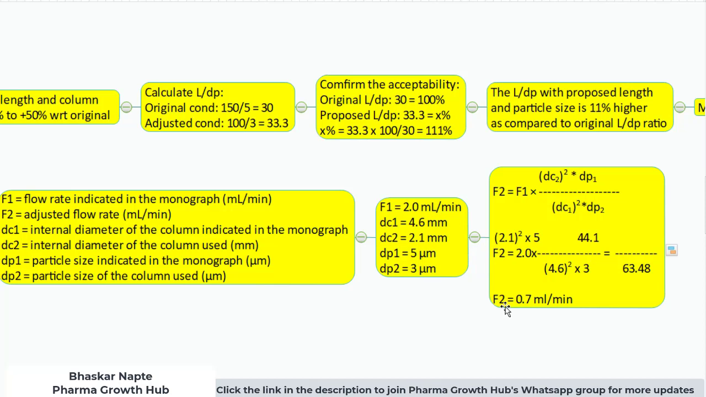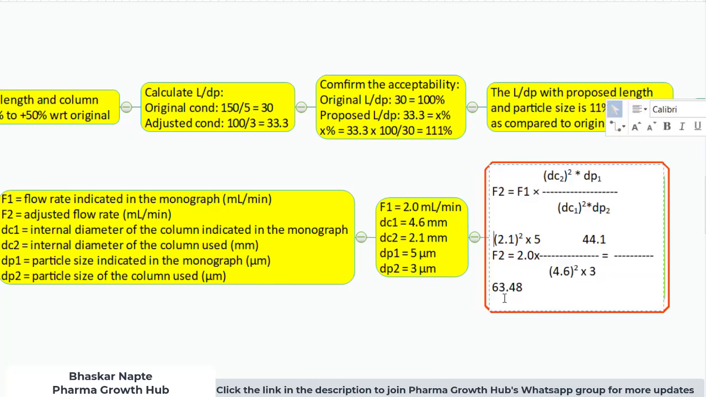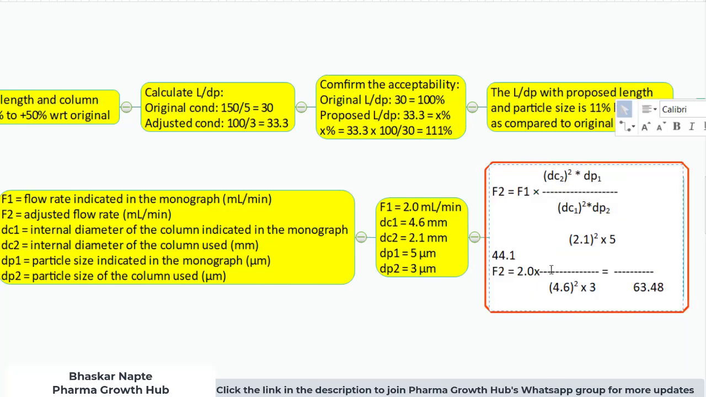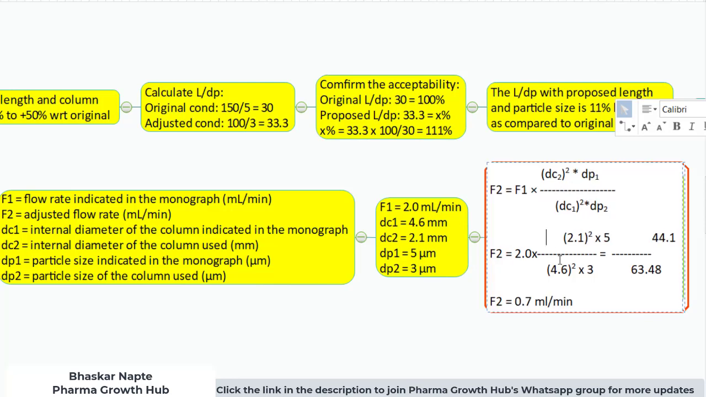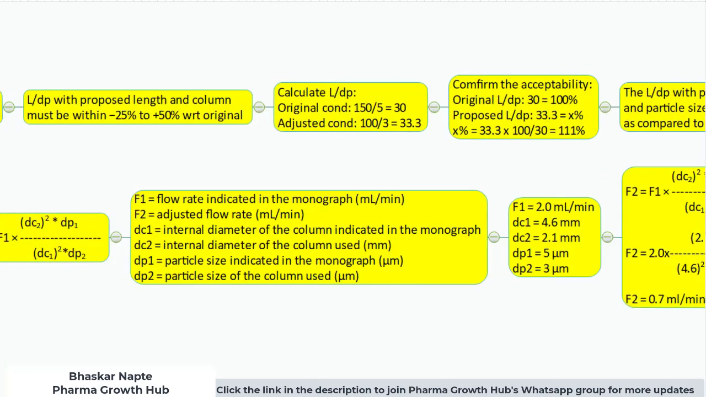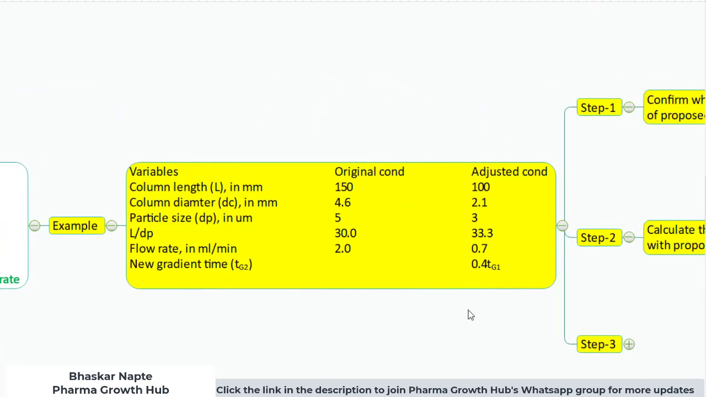So what is the new F2 I got? Substitute the values of all these factors, and a small correction is needed. Okay, it looks far better. So the new F2 is 0.7 ml per minute. With the proposed change in the column dimension, the new F2 value is 0.7 ml per minute. Look here: in the adjusted condition, the flow rate is 0.7 ml per minute.